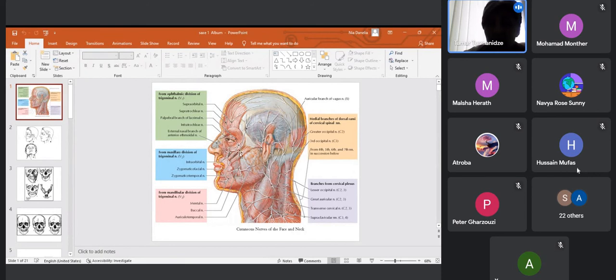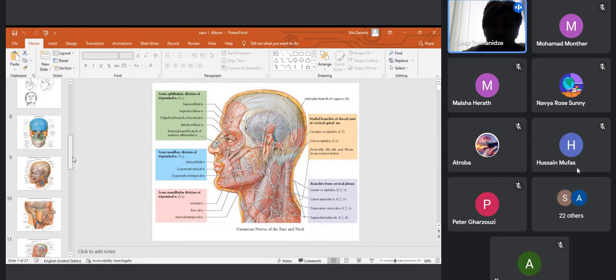From the maxillary division, zygomaticofacial nerve, zygomaticotemporal nerve, infraorbital nerve, and from the ophthalmic division, we have the supraorbital and supratrochlear nerves. We have told these nerves innervate what? The anterior part of the skin of the frontal parieto-occipital region. Also from this division comes the infratrochlear nerve. So sensory innervation of the skin of the face is formed by branches of the trigeminal nerve.